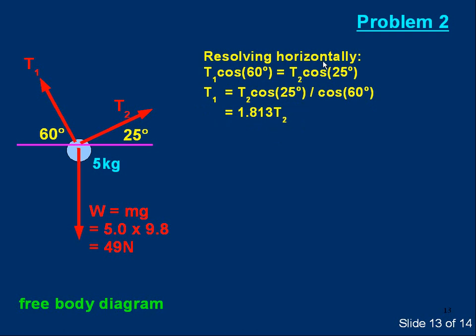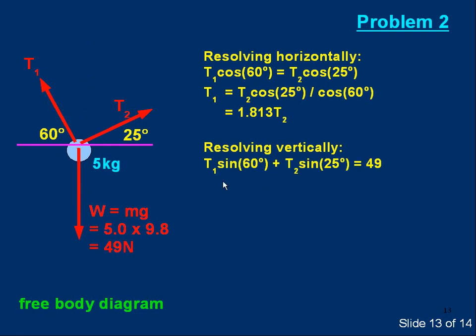Let's do the same in a vertical direction. Let's consider the vertical forces. Because there's an equilibrium, we know the total up must be cancelled by the total down. Resolving vertically, I've got the equation here. Can you see where it comes from?